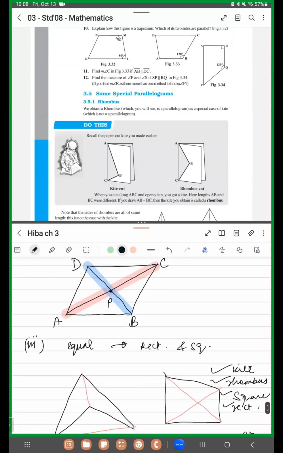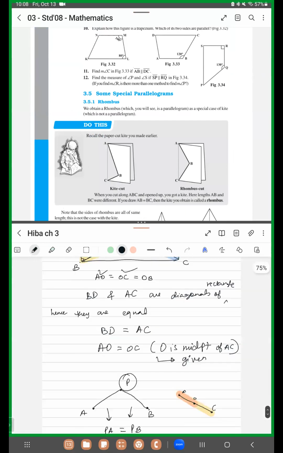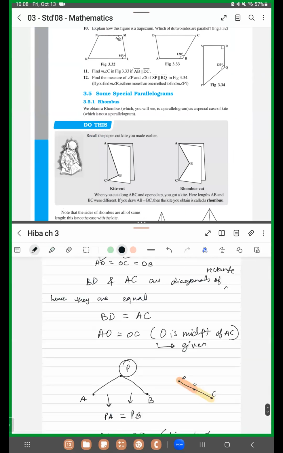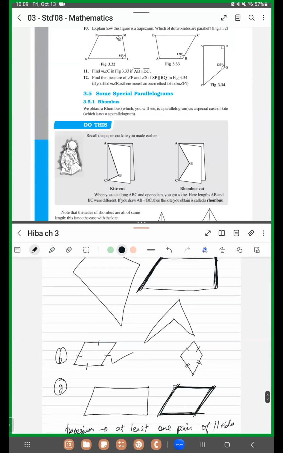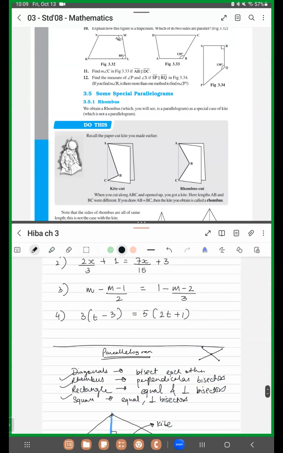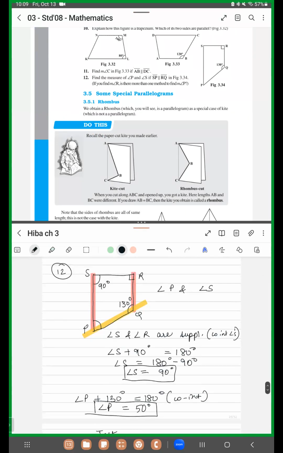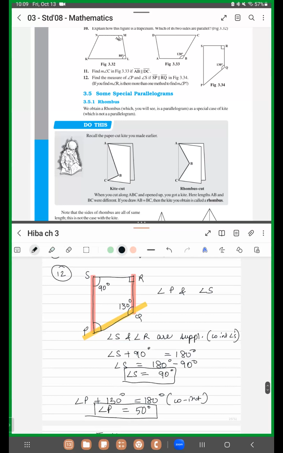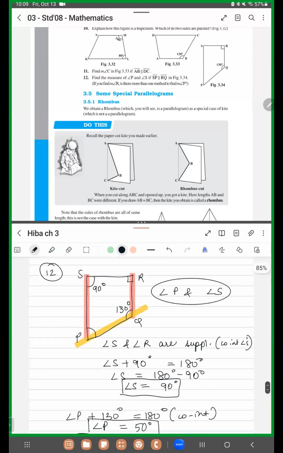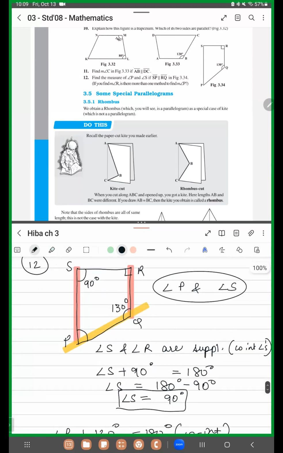We did the entire chapter, no? Wait, let me just check whether we've done the entire chapter or not. Yeah, see, this is the question. The question says, find the measure of angle P and angle S, which is written over here, if SP is parallel to RQ. These two red lines are parallel to each other.